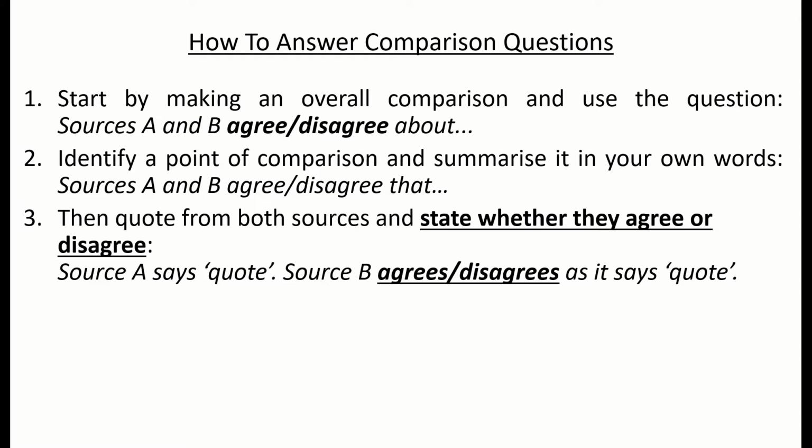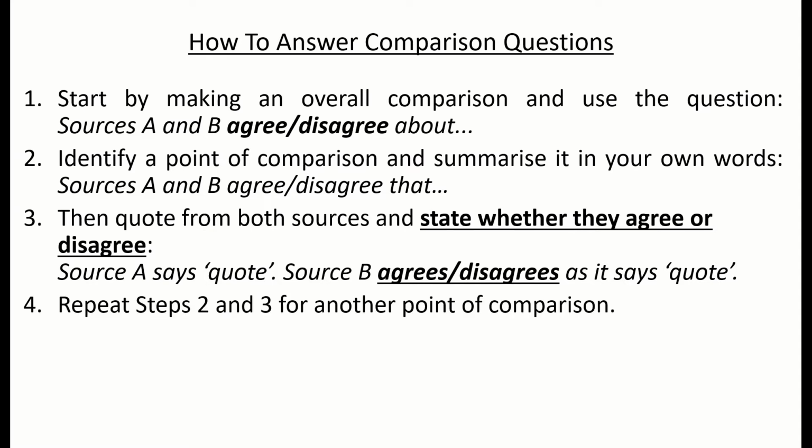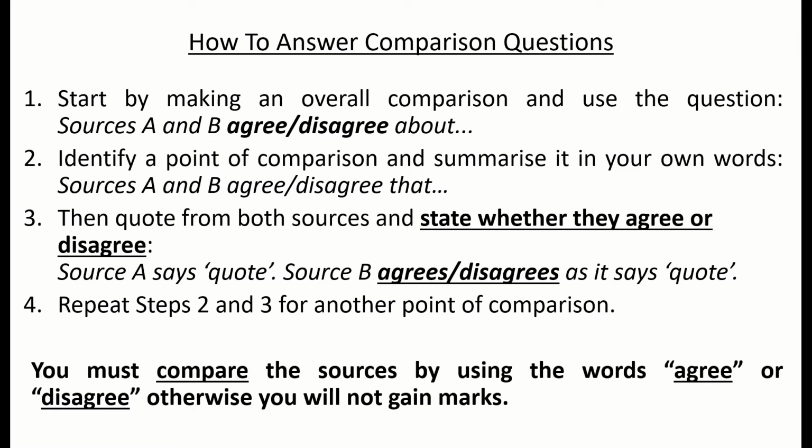So source A says blah blah blah. Source B agrees or source B disagrees as it says blah blah blah. And then repeat steps 2 and 3 for another point of comparison. Remember that you must compare the sources by using the words agree or disagree, otherwise you don't gain any marks. So if you don't use those key terms, then you're not going to get any marks for this, so make sure you're using those words.